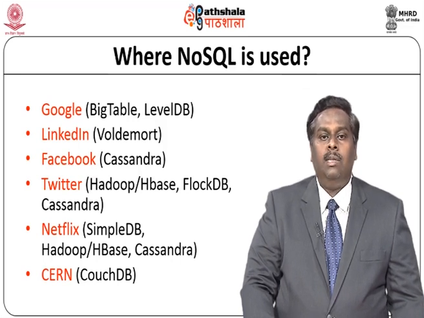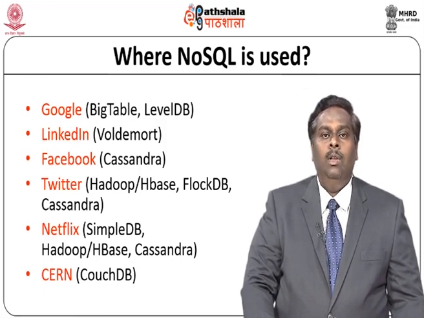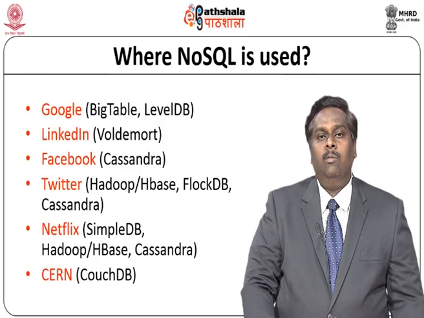Twitter also makes use of Cassandra. Apart from Cassandra, it also makes use of FlockDB, Hadoop as well as HBase. CERN is also making use of another type of NoSQL database, which is called CouchDB. When we talk about all these applications or areas where NoSQL is being used, we can understand all these environments involve voluminous data as well as their data being distributed across different nodes. So, now we can understand why NoSQL type of databases is applied in these domains.